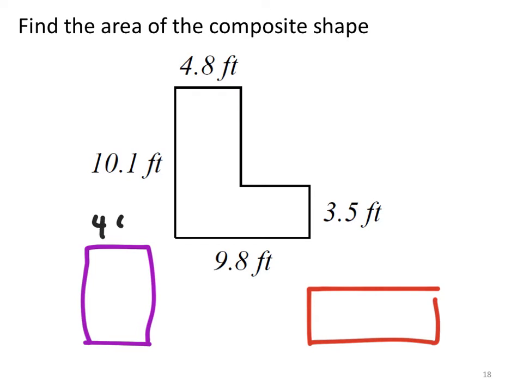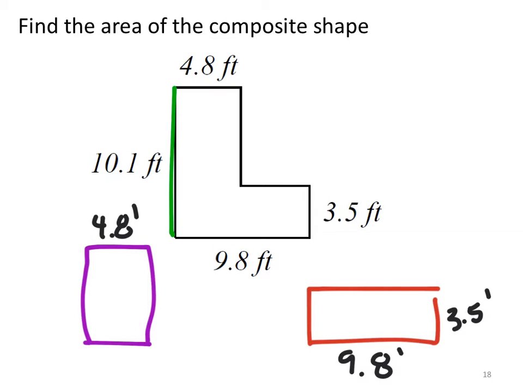Like this one was 4.8 feet, and this one was 9.8 feet. And this one's 3.5 feet, like this. Now, the second edge of that purple one, I don't know it yet, so I need to actually figure that out. And the way that you do this is you'd say, look, this is 10.1 feet right here, which is good. And then we know that this length is 3.5 of the 10.1 feet.